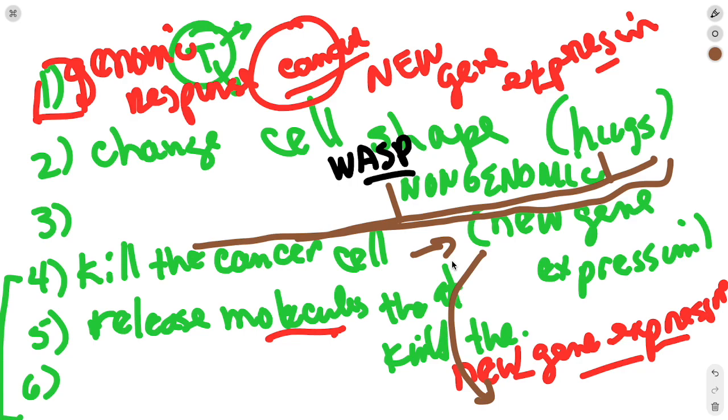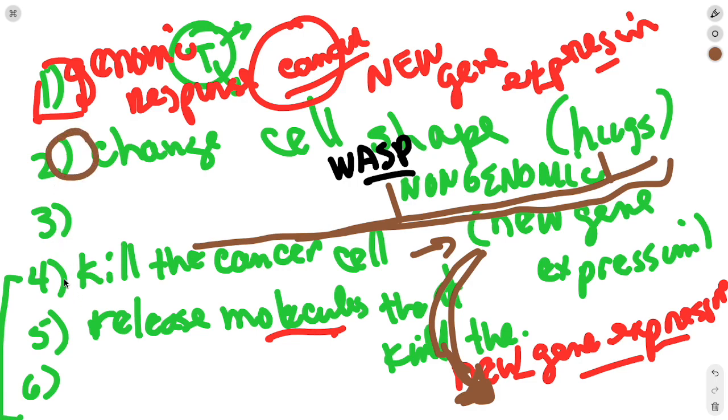So here, changing cell shape doesn't require transcription factors and transcription of genes, okay? So this release of molecules would fit in that new gene expression. So what are some other things that we should have? It's getting messy already, but that's all right. So we have a good one, changing cell shape.